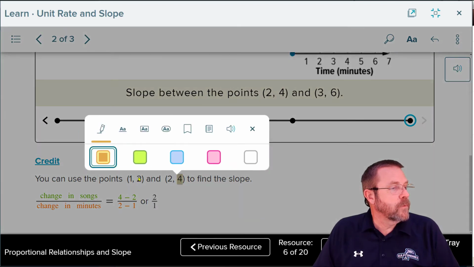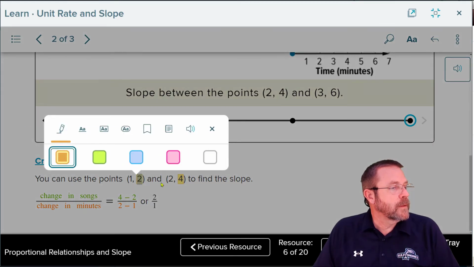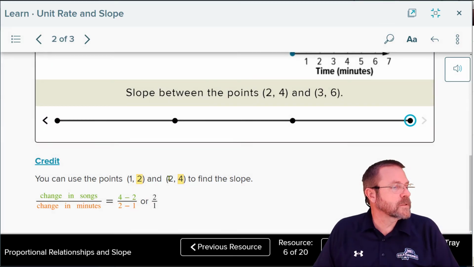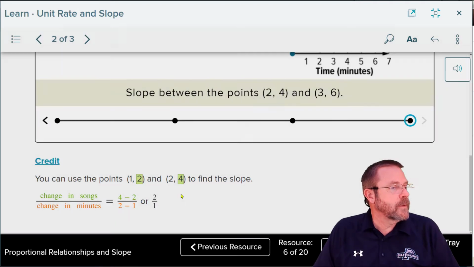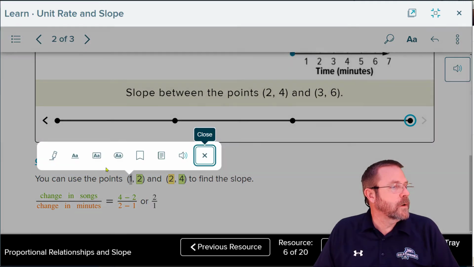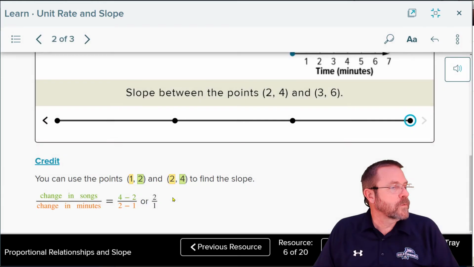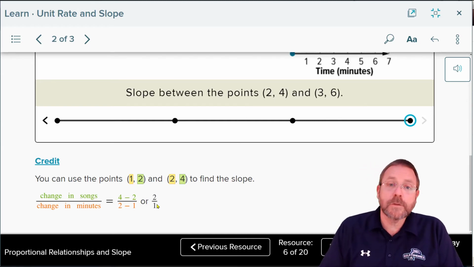So the 4 minus that 2, let's make it yellow. And then right here, actually I should have made those green, because they're the green ones. Let's make those green here. And then the other one, you've got the 2 minus the 1 right here. So your y terms are being subtracted on top, which gave you 2. Your x terms are being subtracted on bottom, which gave you 1. That gives you a slope or a rate of change of 2 over 1, also known as 2.